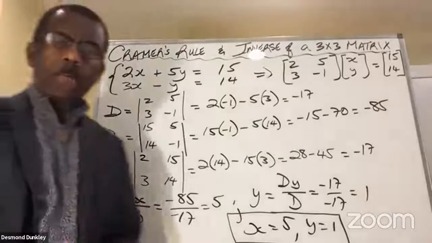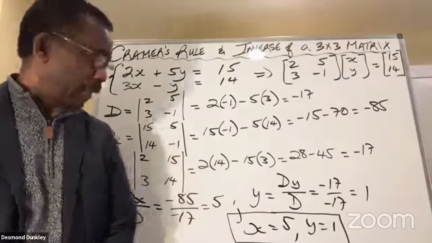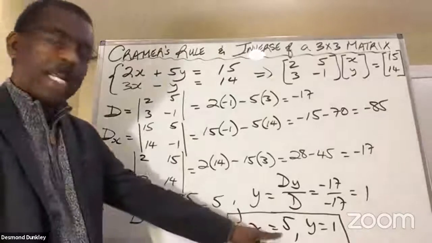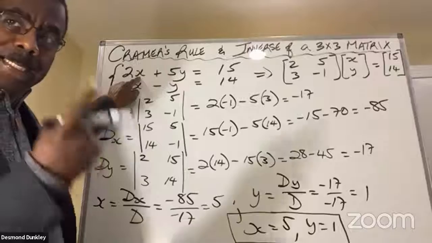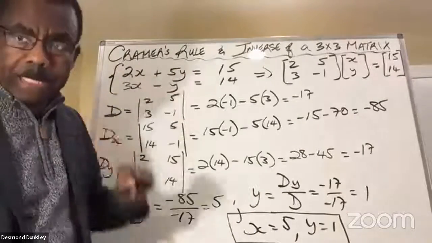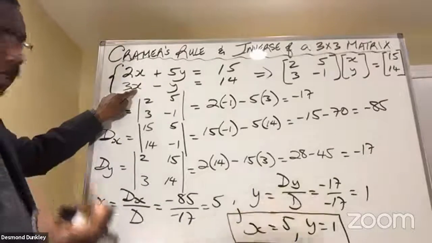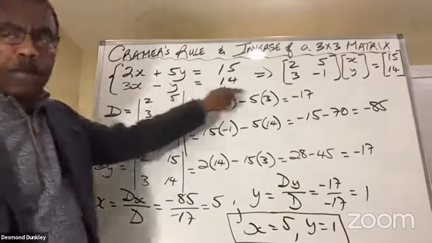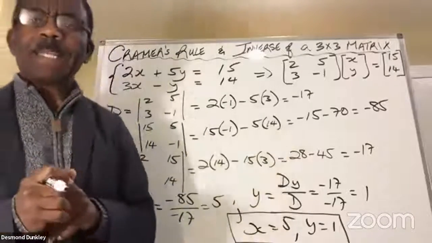So any good student would want to check to make sure that the answers make sense. So we're going to plug in 5 for x and 1 for y. 2 times 5, 10. 5 times 1, 5. 10 plus 5, 15. Yes. 3 times 5, 15. Take away 1, 14. Perfect. So now you have Cramer's rule in your bag.